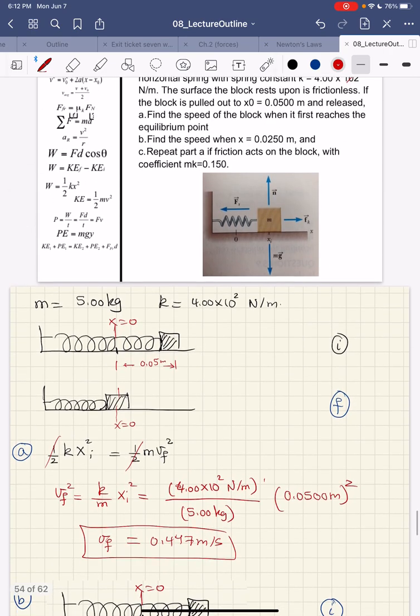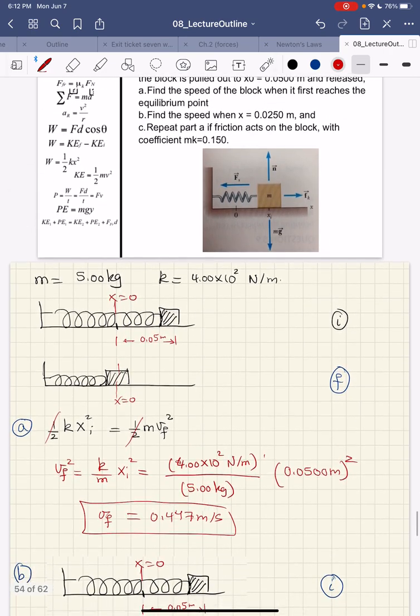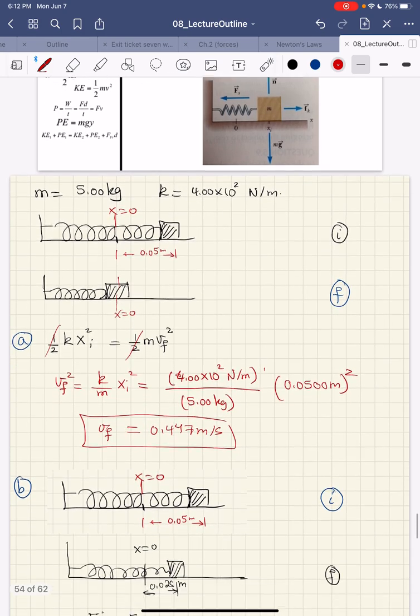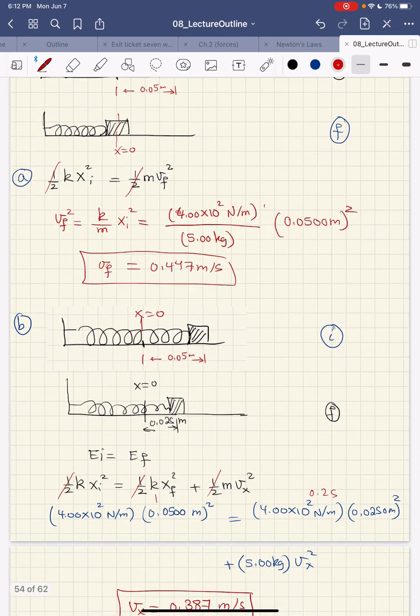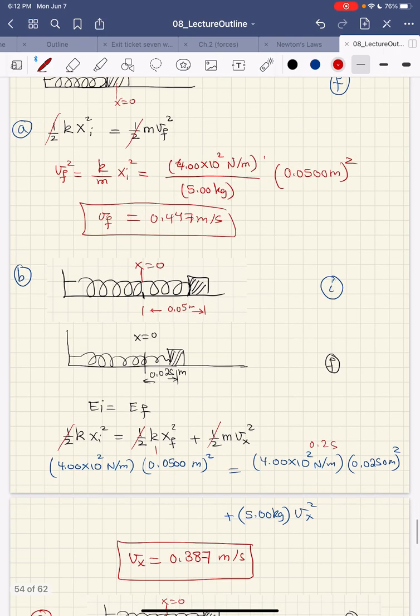In the second part, find the speed when x equals 0.0250 meters. And I think it's always a good idea to have an understanding of whether I'm going to have more speed or less speed, based on the sharing between the kinetic and the potential. Remember in the first one, my elastic potential energy was all converted into kinetic. In this second part, my initial elastic potential energy was partially converted into kinetic, and I still have another part which is still elastic potential energy.